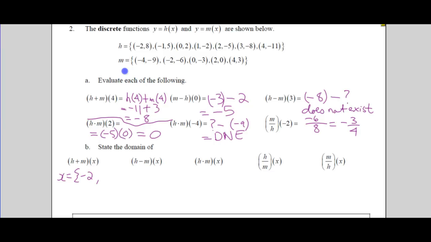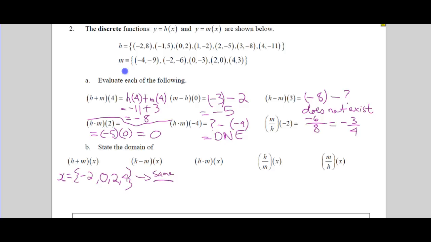What else should we say? We should say 0. What else? 2 and 4. So what's the characteristic? That x value has to be in the domain of h and also in the domain of m. It's got to belong to both domains. What if I want to do h minus m of x? Same.